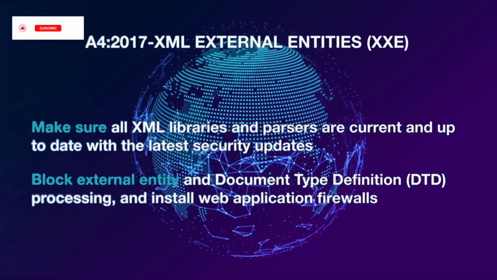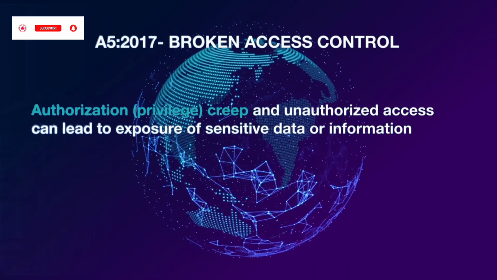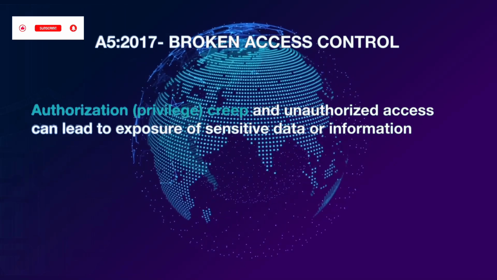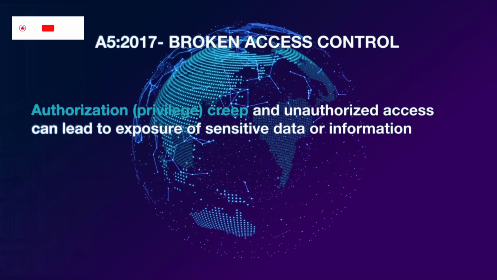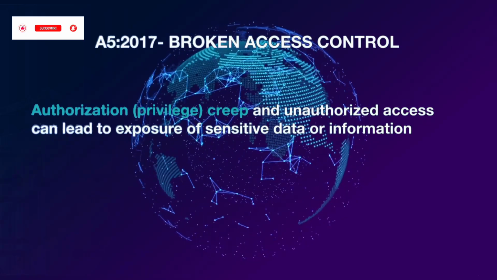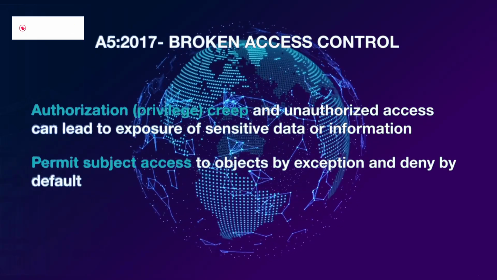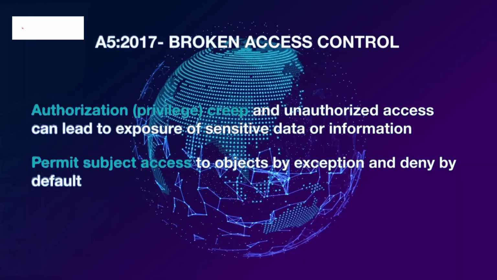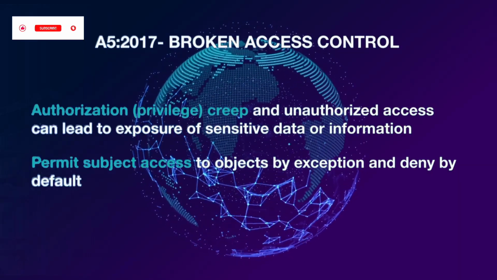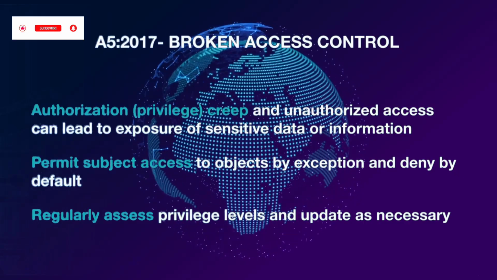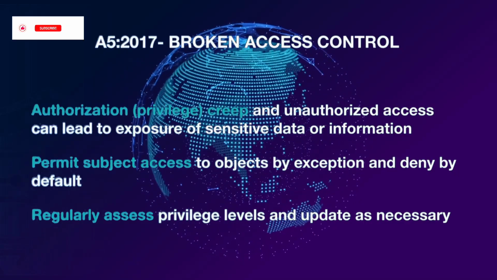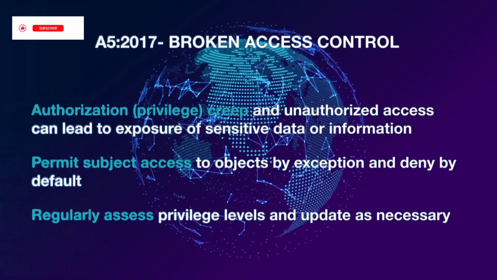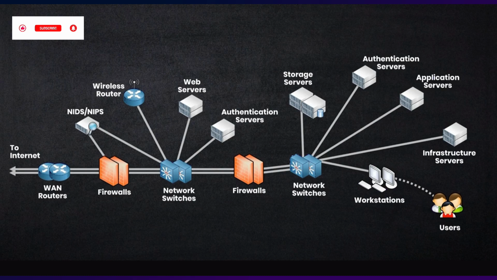So that takes us to number 5, which is broken access control. This is pretty straightforward as well. Of course, we want to prevent privilege or authorization creep, where we have unauthorized access that can lead to exposure of sensitive data or information. So we want to permit subject access to objects by exception only and deny by default, right? We talked a lot about this in domain 5, and then we want to regularly assess privilege levels and update them as necessary.